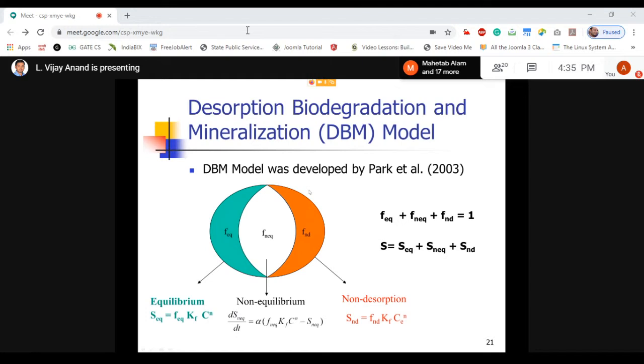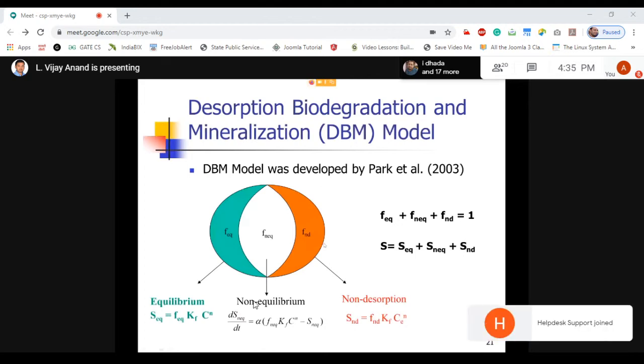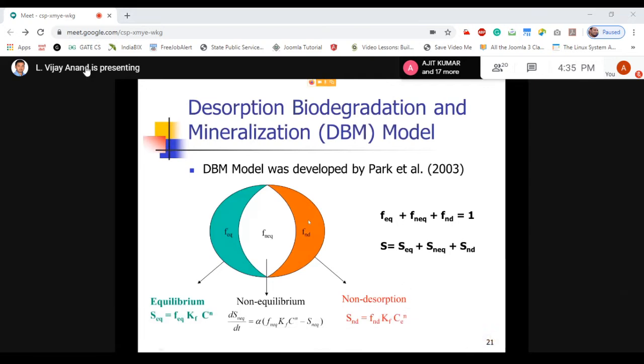It's called the desorption, biodegradation, and mineralization model, developed by Parp. Here the sorbent is conceptualized into three different phases: FEQ, FNEQ, and FND. FEQ represents the equilibrium fraction, FNEQ represents the non-equilibrium fraction, and FND represents the non-desorption fraction. The non-desorption fraction can be thought of as the hysteretic fraction that resists being desorbed. The non-equilibrium fraction is the amount of sorbent adsorbed to this fraction but with a kinetic limitation in desorbing, related to the alpha parameter. FEQ has instantaneous adsorption and instantaneous desorption. All three fractions add up to one.